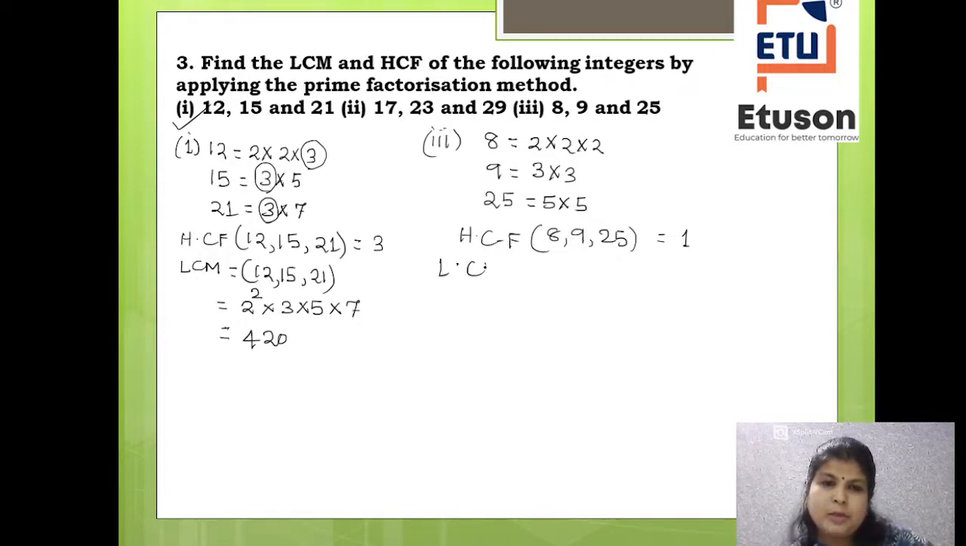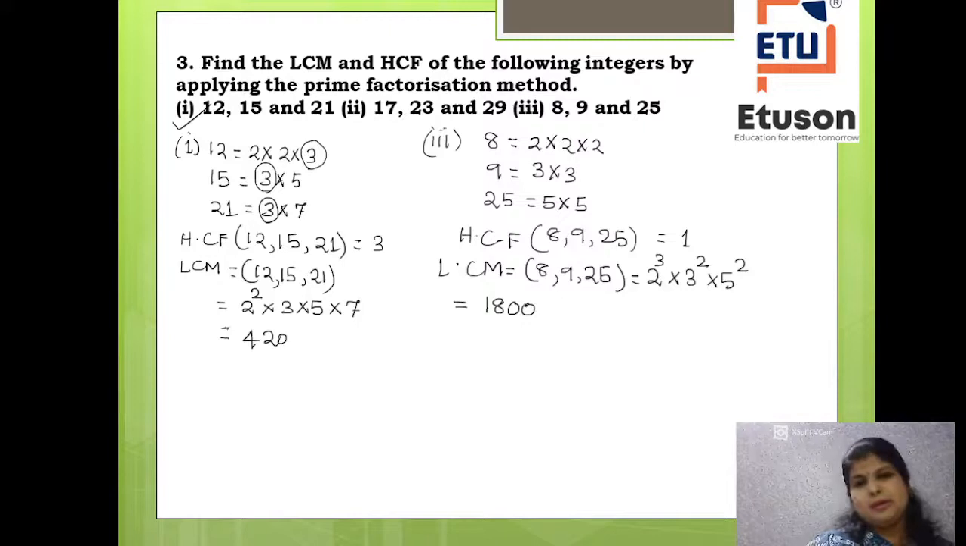What about LCM? While considering the LCM, you have to take the highest power of each factor. Highest power of 2 is 2 to the power 3. Highest power of 3 is 3 square. Highest power of 5 is 5 square. So what will be the answer? You multiply it. 2 to the power 3 is 8. 8 into 9 is 72, 72 into 25 is equal to 1800. करेक्ट? समझ में आया?